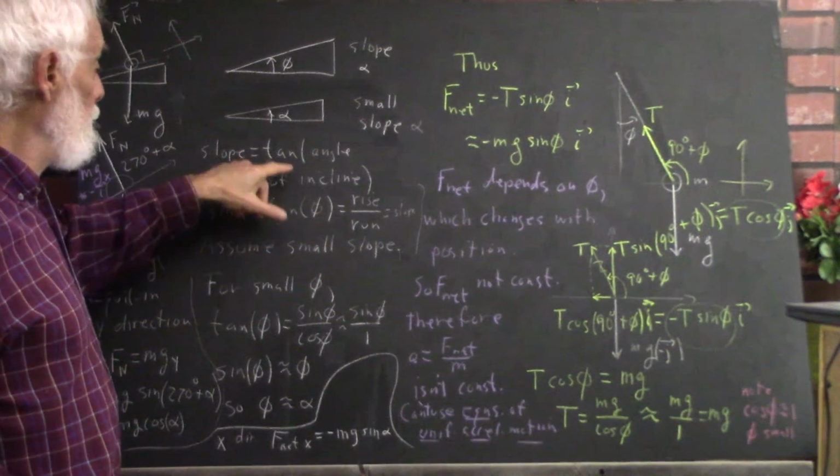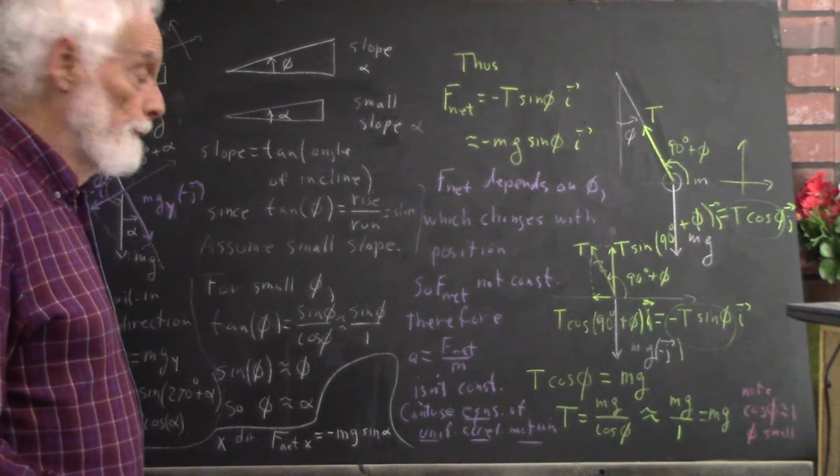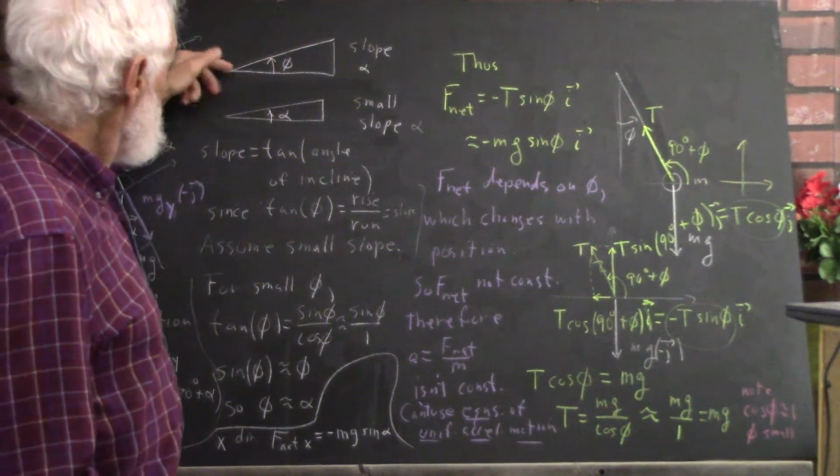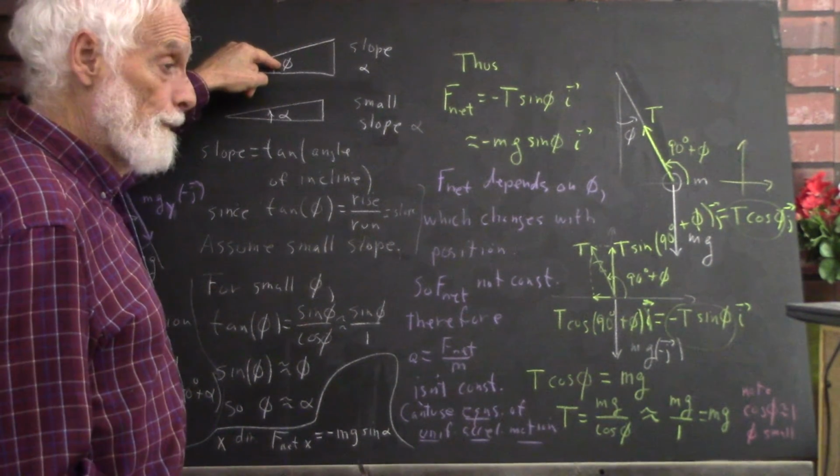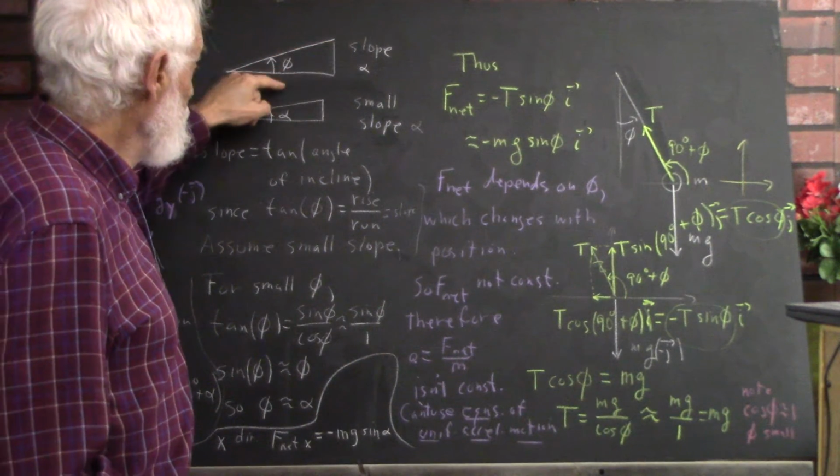The slope is the tangent of the angle of the incline. Why is that? Well, here's your incline, here's your angle, and here's your rise, and here's your run.